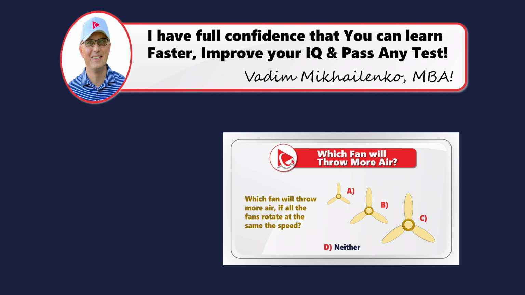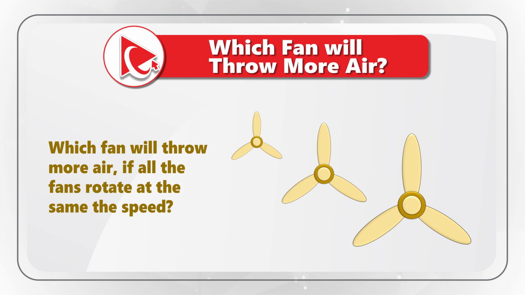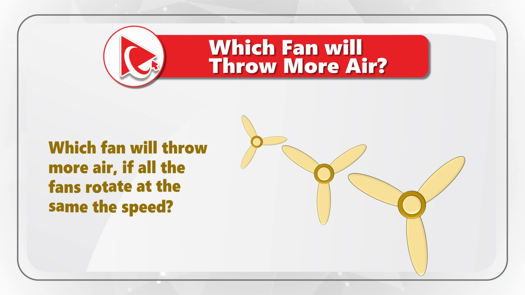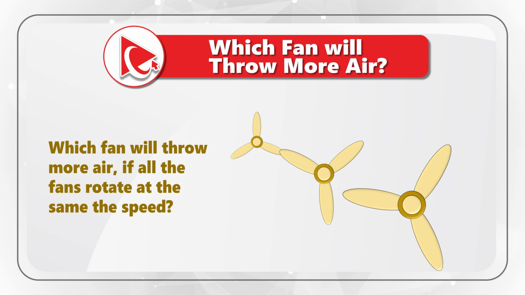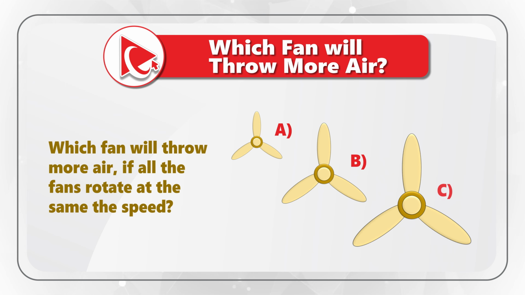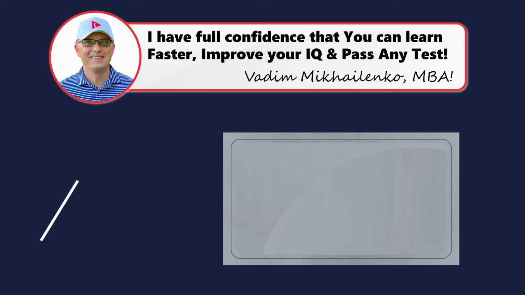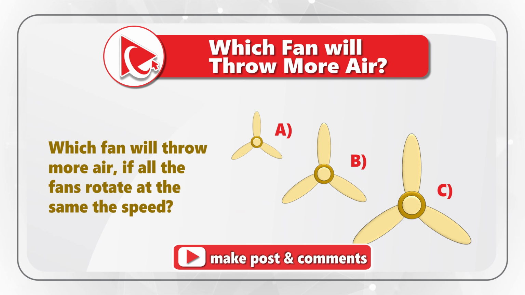This is one of the most exciting questions because it allows you to test your analytical skills and understanding of physics. You need to determine which fan throws more air if all the fans rotate at the same speed. The choices are fan A, fan B, fan C, and last but not least, choice D, neither fan. Take a close look to see if you can come up with the answer. Are you ready? I am moving forward to share with you my version of the answer. And if you have a better way to solve it, please make sure to post in comments.